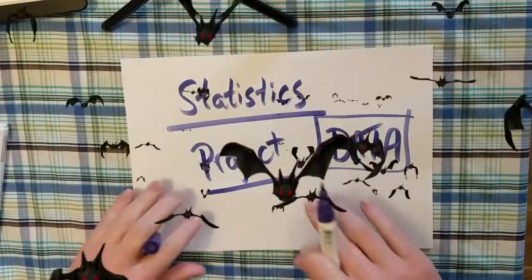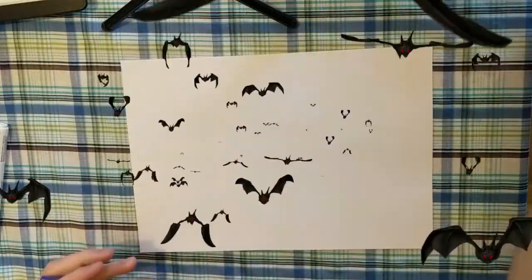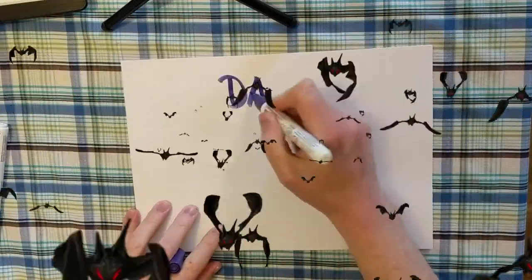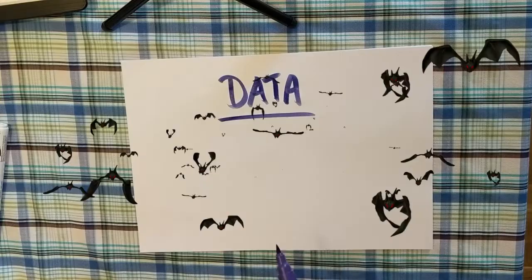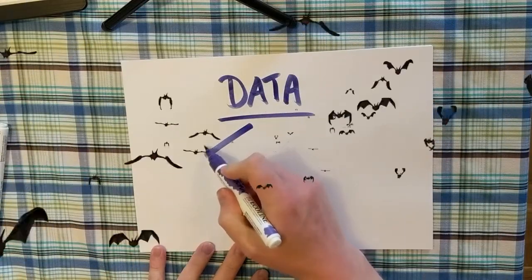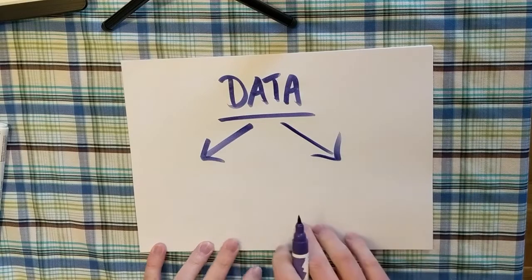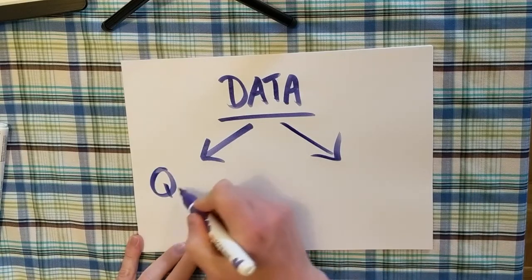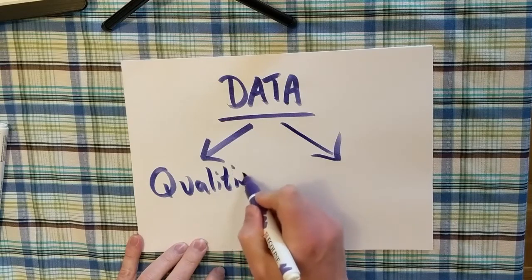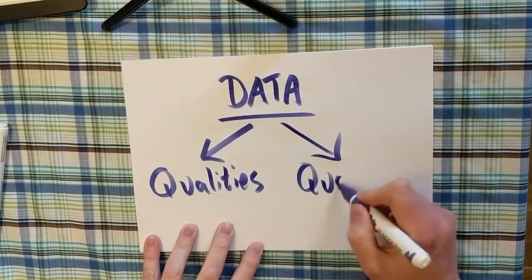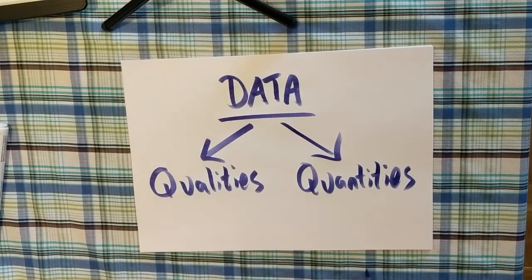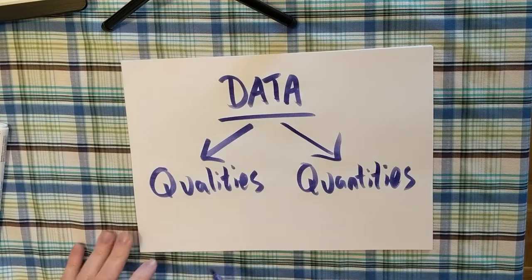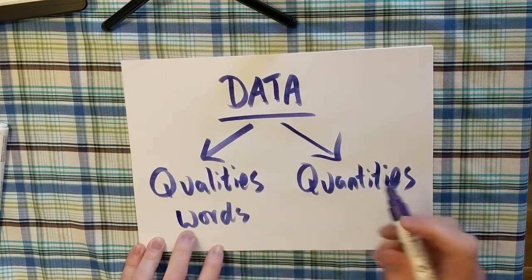So first of all, let's split it into two categories, right? So for data, and that's just individual bits of information that can then help us to analyze the world, really. But data can be split into two groups. And those groups can be qualities and quantities. So qualities are descriptions of stuff, and quantities are numbers. These are very much two different types of data. So these are generally words, and these are generally numbers.